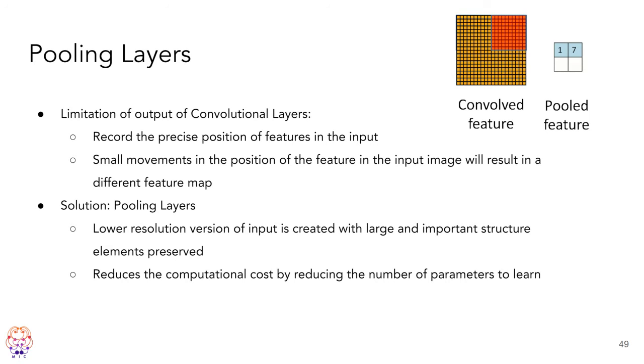So a common approach to solving this is to lower the resolution of the input so that it still contains the large and important structural elements, but it doesn't contain the fine detail that's not really necessary. Again, this can be done by using a bigger stride, but a pooling layer can do this with less computation.